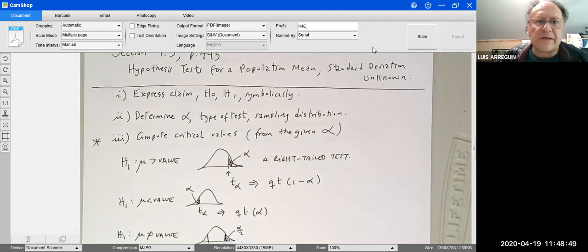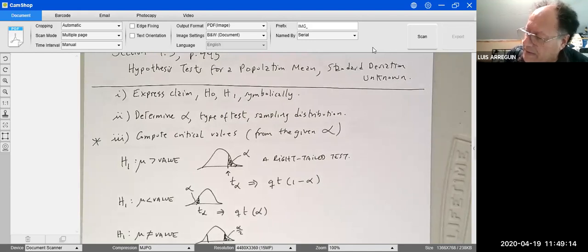So we're going to start with expressing the claim, the null, and the alternative hypothesis symbolically as before. The step is the one that we just saw in the previous section. So we're going to determine alpha, the significance level. If alpha is not given, remember alpha is going to be 0.05. Then also we need to know the kind of test that we're going to perform, and also the sampling distribution that we need to use.